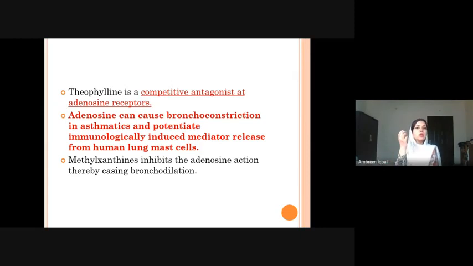Theophylline gives us an additional effect as it antagonizes the effect of adenosine. Where the adenosine has to attach, theophylline prevents this attachment by attaching itself, and it prevents side effects like bronchoconstriction or mast cell action. So methylxanthines in addition inhibit adenosine action, so they cause additional bronchodilation.